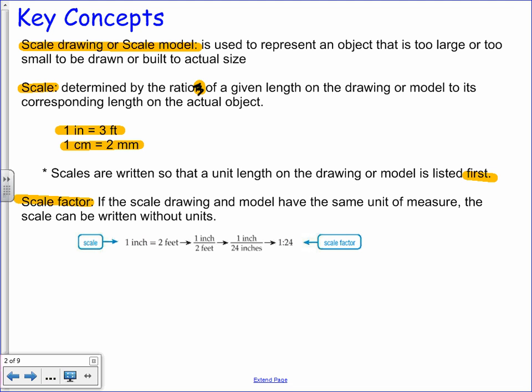And we kind of talked about this earlier in chapter 6. For example, the scale maybe is 1 inch to 2 feet. So we write it as a ratio, 1 inch over 2 feet. And 2 feet is the same thing as 24 inches, so 1 to 24 would be the scale factor. So that makes it have the same unit of measure.